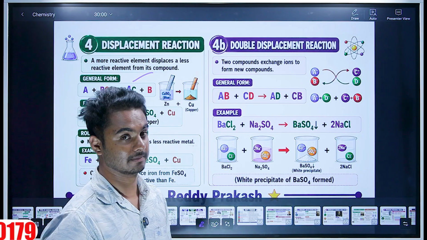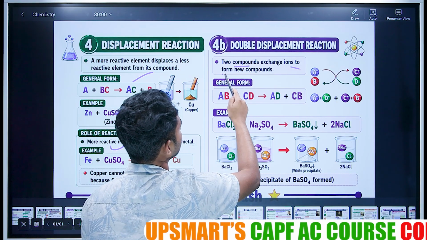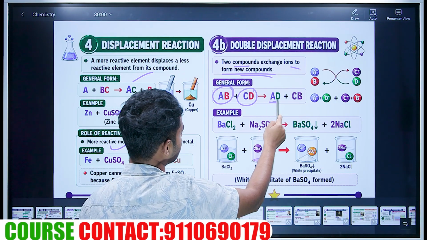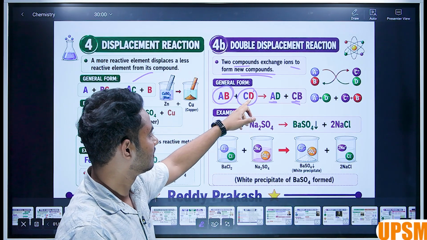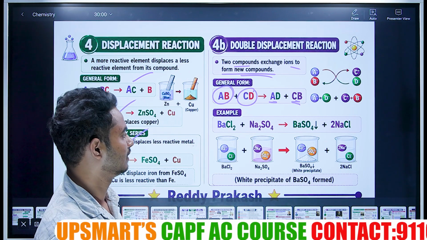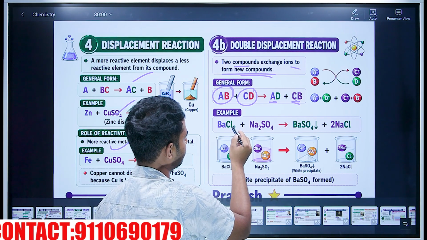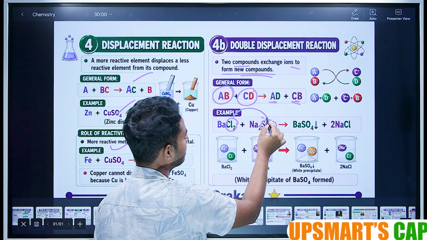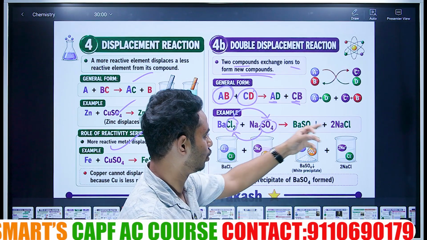Now the double displacement. What is a double displacement reaction? When two compounds exchange ions to form new compounds. See, AB and CD become AD plus CB. It is exchanging: A is leaving B to C, and C is leaving D to A. Displacement of the ions, forming new compounds like BaCl2 and Na2SO4, chlorine and sulfate. These are exchanging. Ba is taking SO4 from here, and sodium is taking chlorine from here.